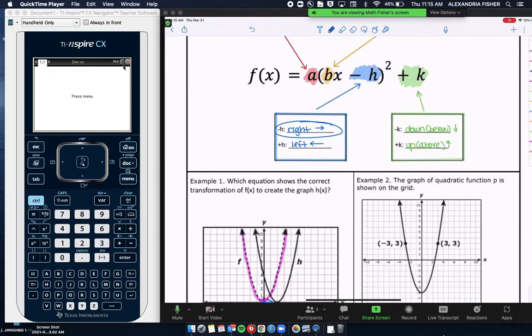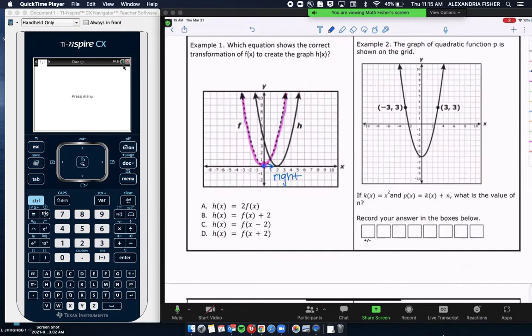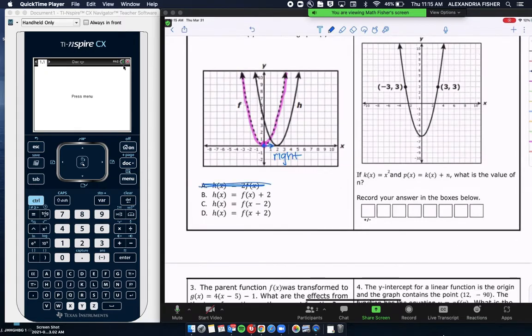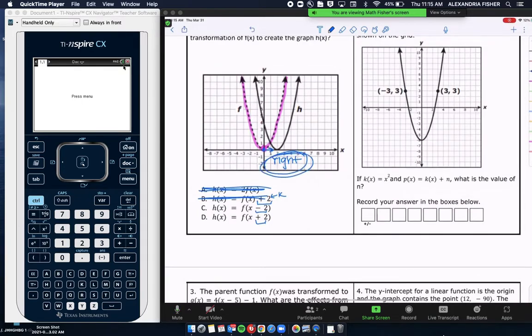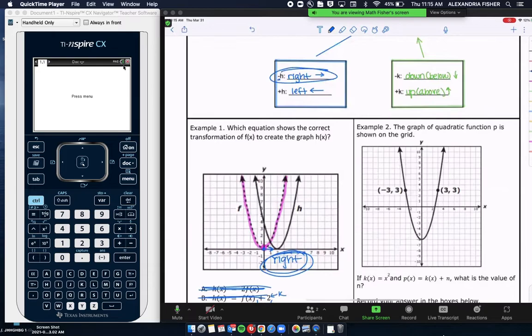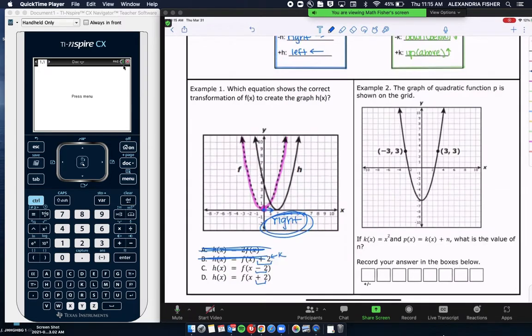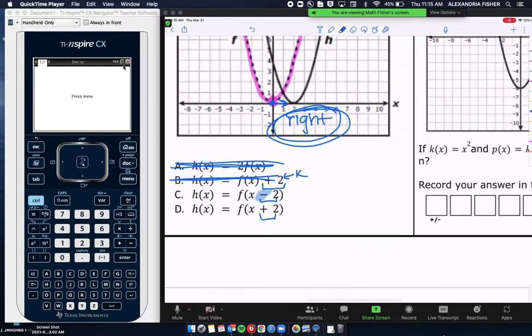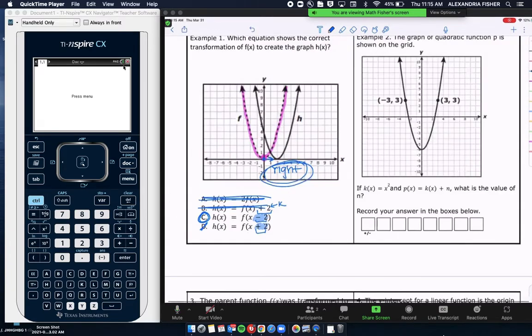So let's look at our answer choices. This is in front, so we can eliminate A. This is on the back, this is k, so we can eliminate B. And we see -2 and +2 inside the parentheses. So it's between C and D. And we know we went right. So if we look at right, it's negative. So let's look at my answer choices. It's -2 and positive. So between C and D, C is my answer. Okay?